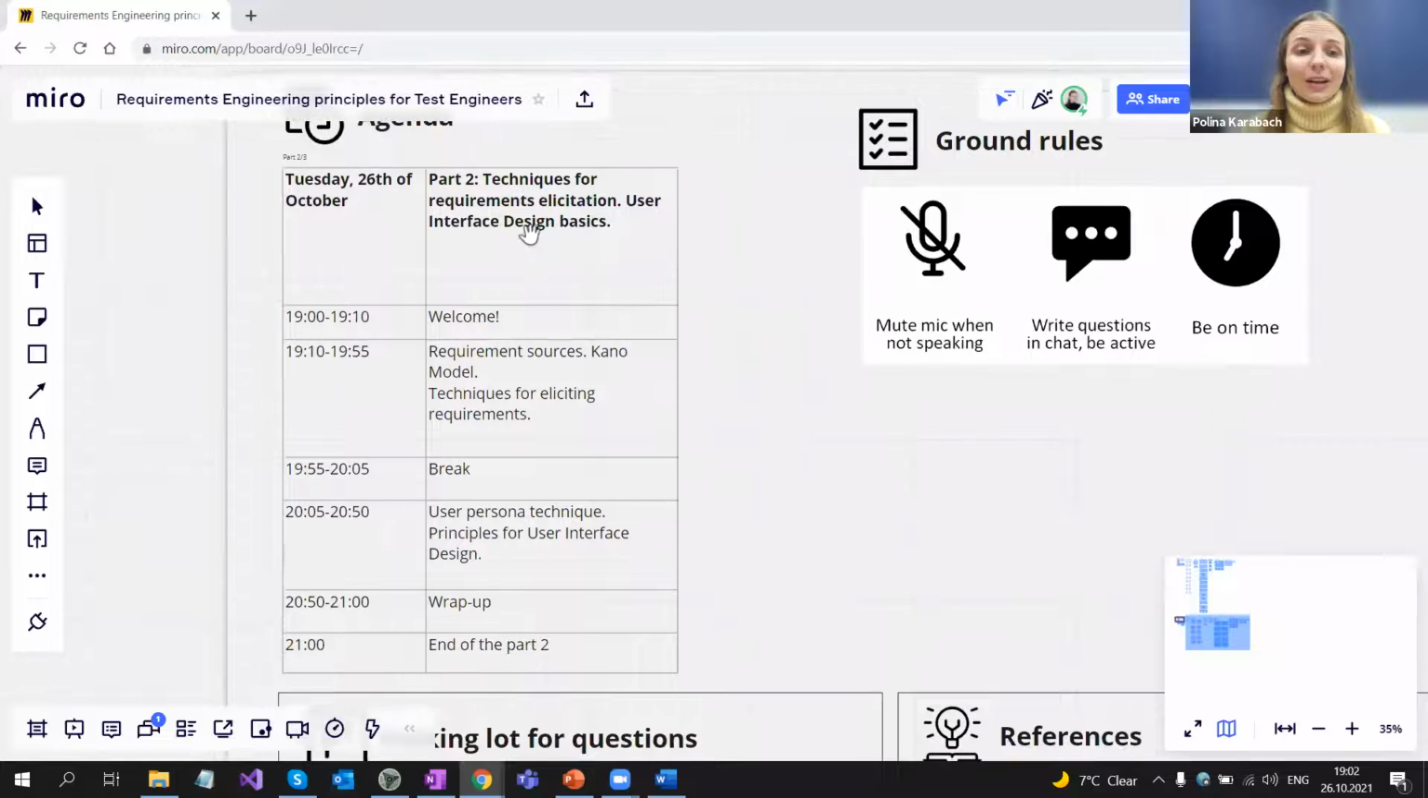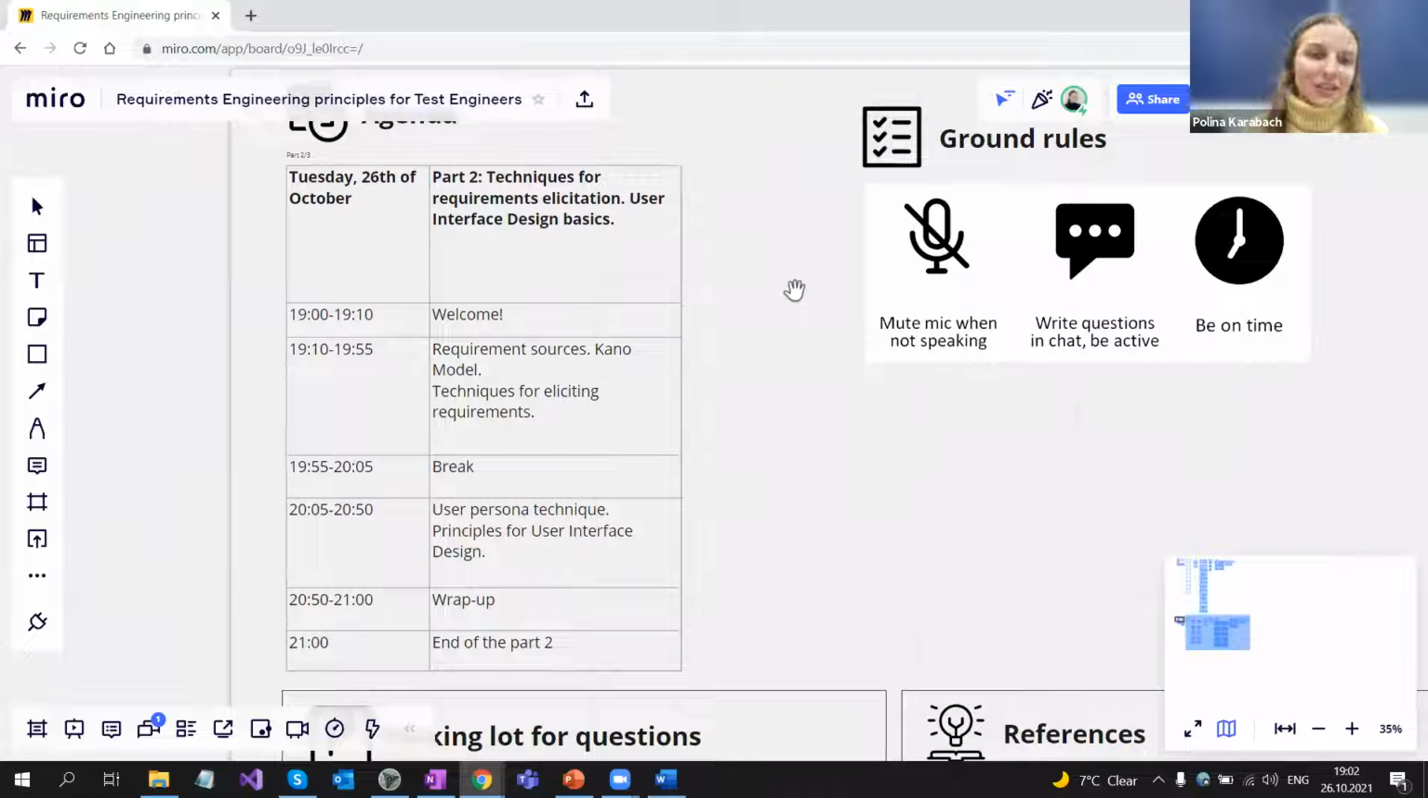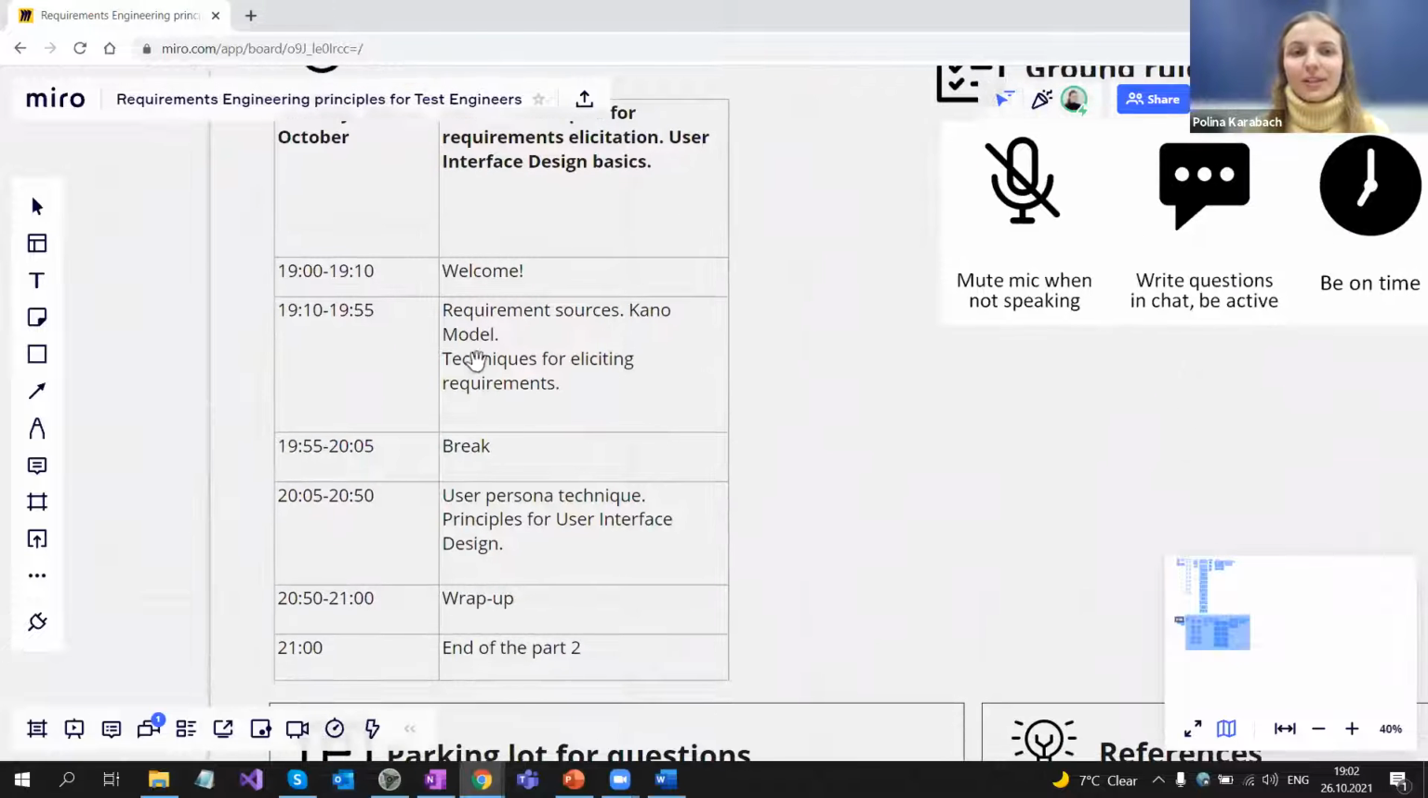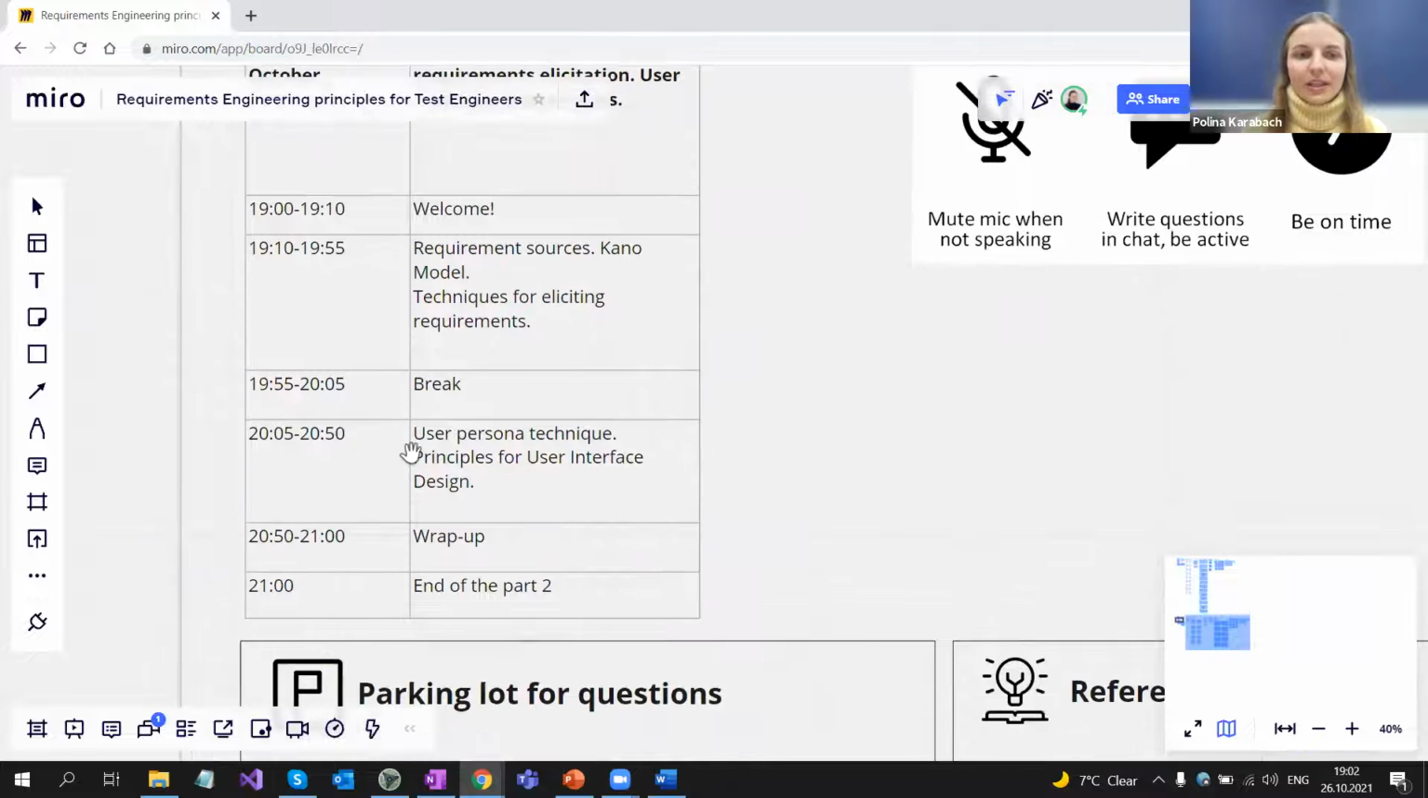Today, we're going to have a similar structure as yesterday. For those who were present yesterday, we will have some short introduction. We will then dive in the first part of this workshop into the requirement sources and categorization of requirements according to the Kano model, which will help us with diving further into the techniques for eliciting of requirements. Then we'll have a short break for about 10 minutes, and then we'll review the technique for understanding our users better. It's user persona. And then we'll also look into the principles for user interface design.